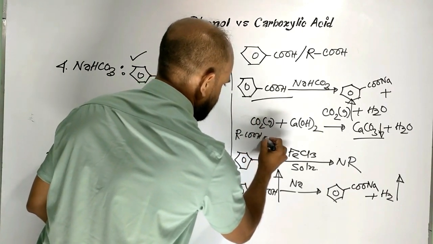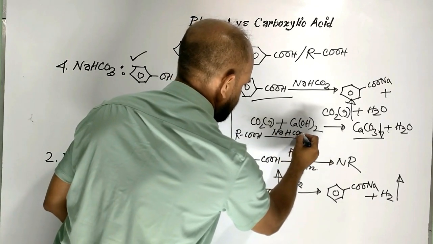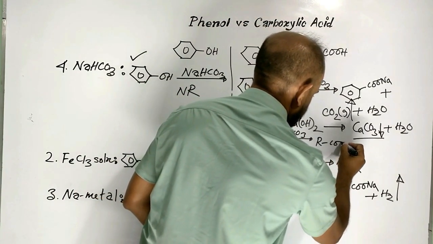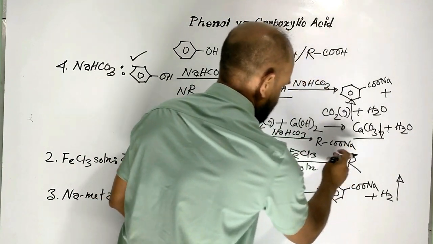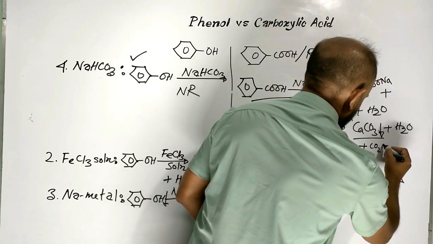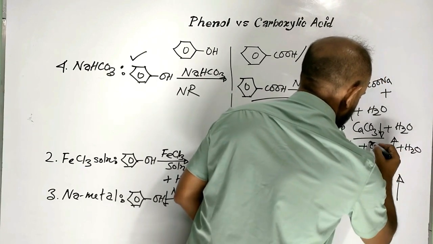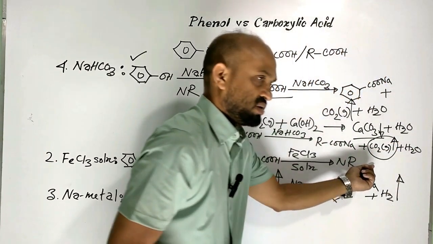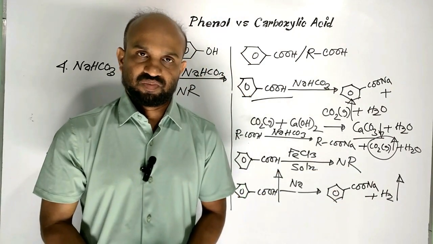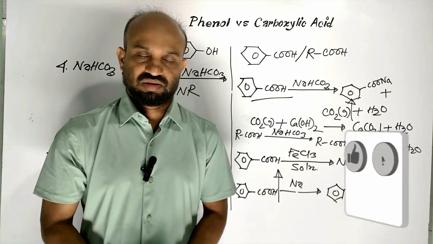Similarly, aliphatic carboxylic acid reacting with sodium bicarbonate forms carbon dioxide gas, sodium carboxylate, carbon dioxide gas, and water. This carbon dioxide proves the presence of carboxyl group. This is a kind of identification reaction of carboxylic acids.